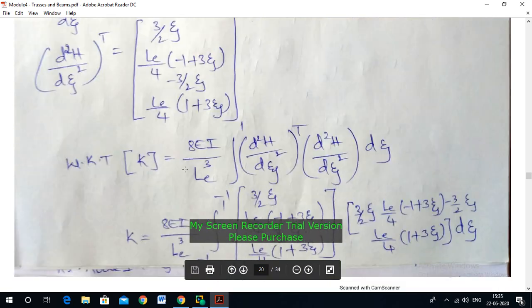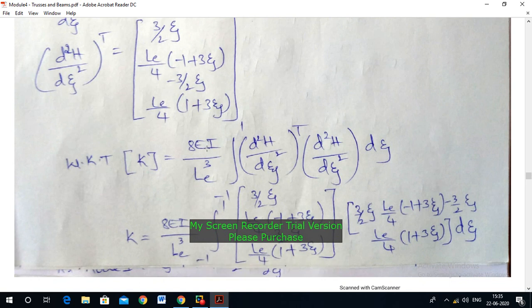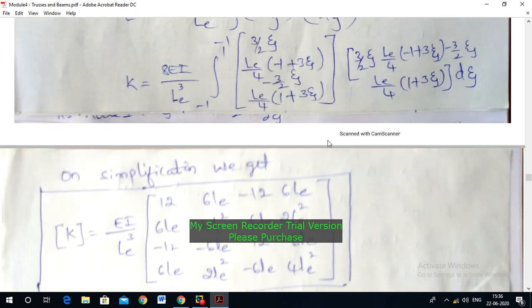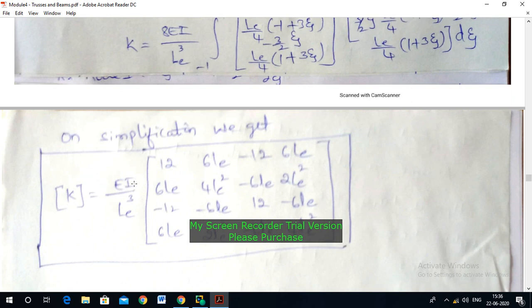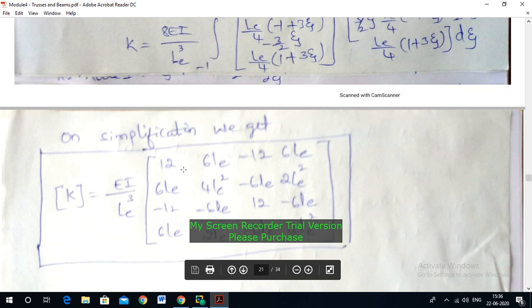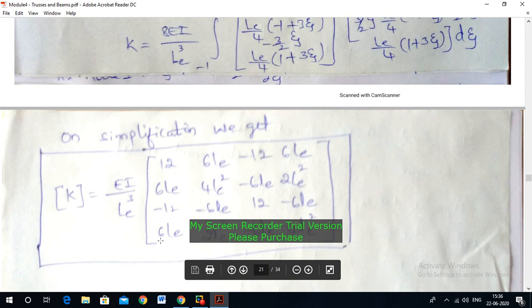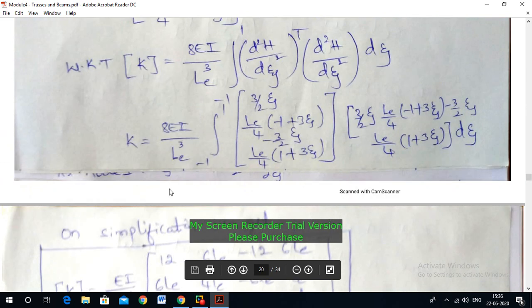plus 3 zeta. We know that k is equal to 8 EI by Le cube, integration minus 1 to 1 d square h by d zeta square transpose d square h by d zeta square d zeta. Integrating and simplifying, I will get k is equal to EI by Le cube 12 6 Le minus 12 6 Le 6 Le. This is a symmetric matrix, the stiffness matrix is symmetric, and we will get the same equation 6 Le minus 12 6 Le, and just multiply all the terms.